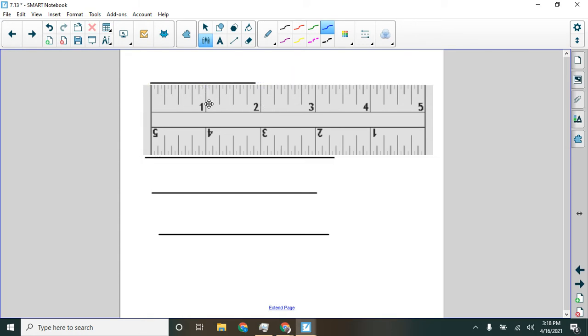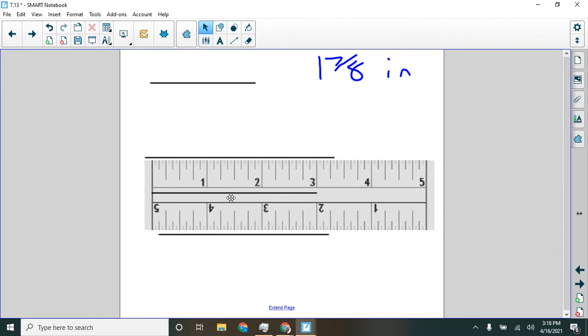This is between 1 and 2, right? So it's more than 1 and less than 2. So the whole number will be 1. And then this is 1/8, 2/8, 3/8, 4/8 is in the middle, 5/8, 6/8, 7/8. 1 7/8 inches. I'm going to do one more. You're going to do the next 2.